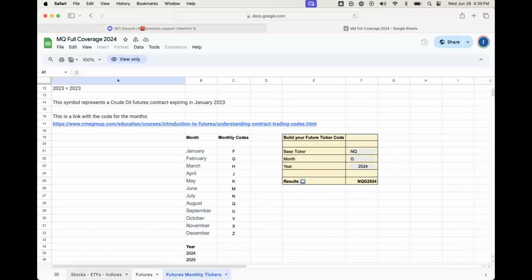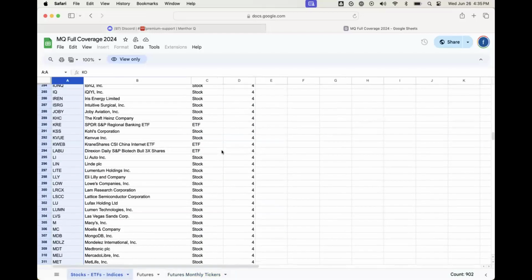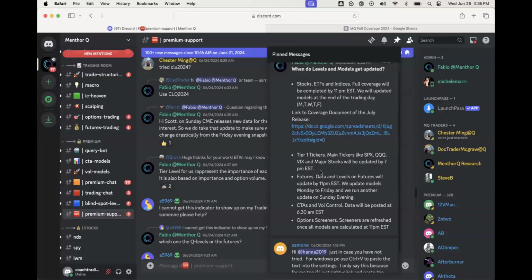So if we go back here, we have tier 2, tier 3, tier 4. Tier 4 would be stocks that have less volume activity and they're not as requested as the others, right? So we tend to calculate those later. But we're also working on our infrastructure, so the models will be running much faster. So the data will be available to you very, very soon after the close.